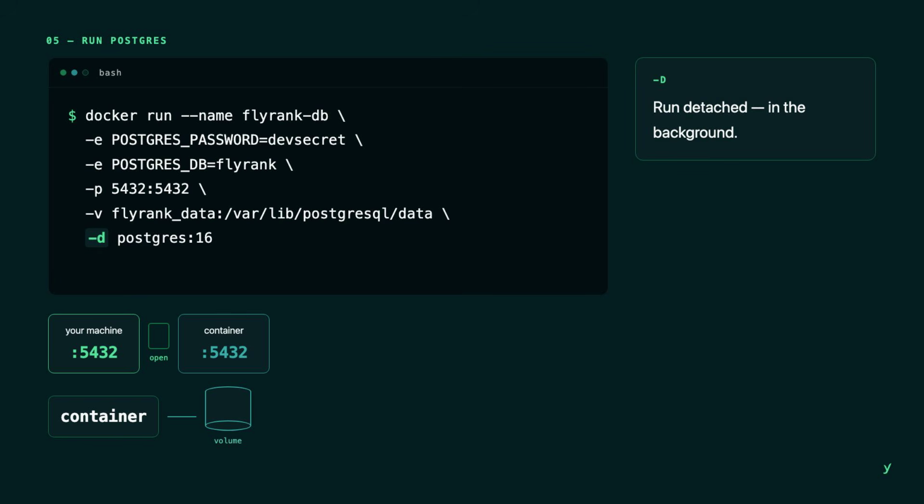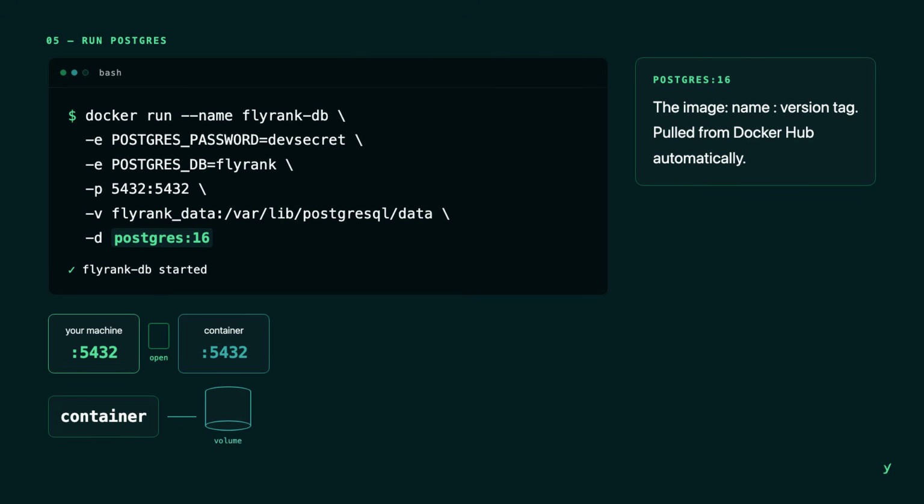-d runs it detached, in the background. And postgres:16 is the image. Name, version tag. Docker pulls it from Docker Hub automatically if you don't have it. And that's it. A production-grade database, running locally, in seconds, with nothing installed on your machine except Docker itself.